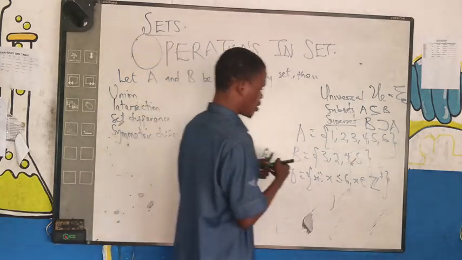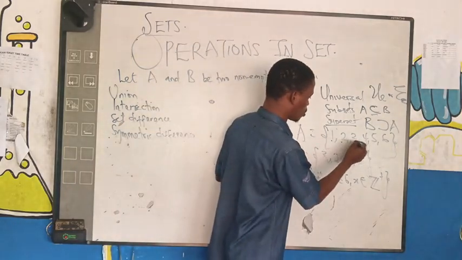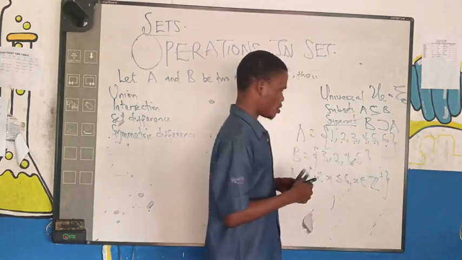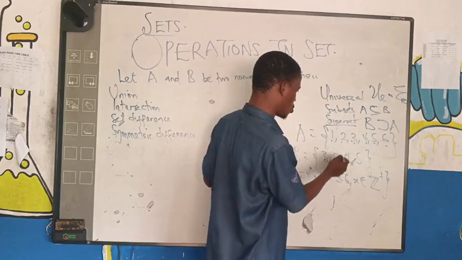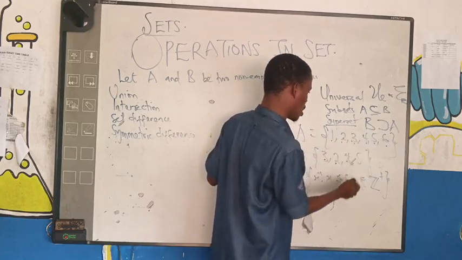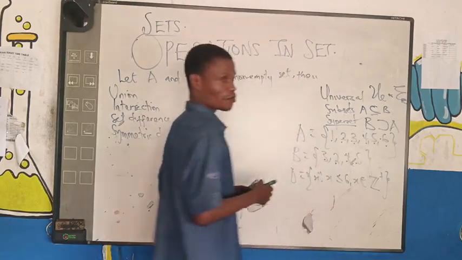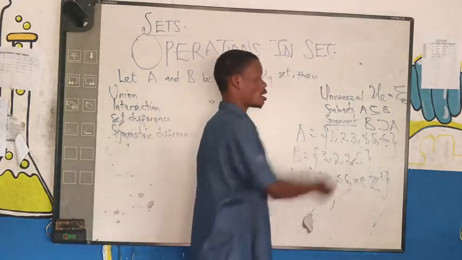Look at A very well. A has 1, 2, 3, 4, 5, 6. How about B? B has 3 here, B has 2 here, B has 4 here, and B has 5 here. So all the elements in B are actually in A.